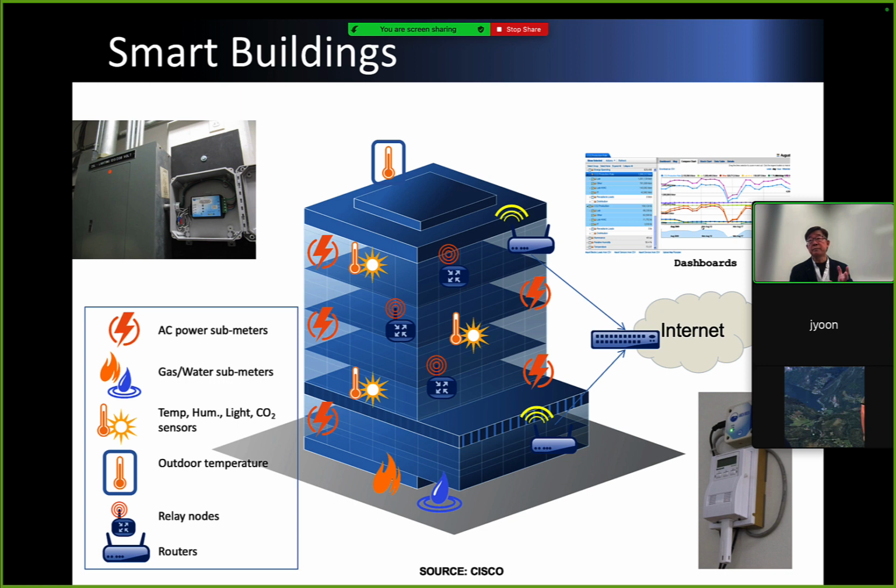So if you want to hack into those collection devices, no, don't try. It's possible because they are all connected wirelessly. Temperature, humidity, light, CO2 sensors are fully equipped. Outdoor temperatures, relay nodes, routers, they're all connected to the internet.